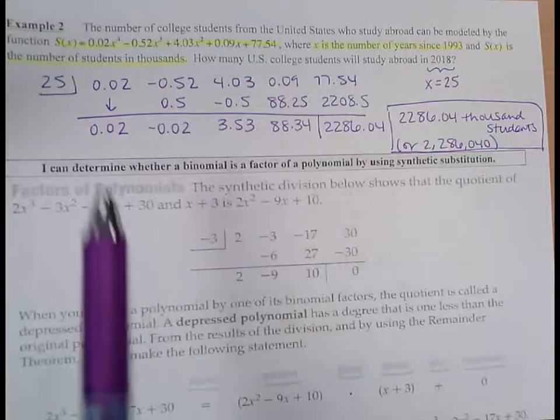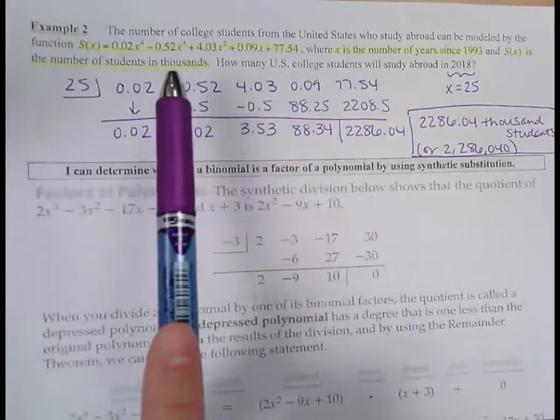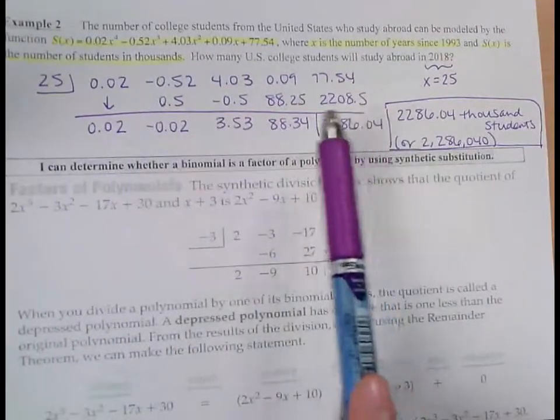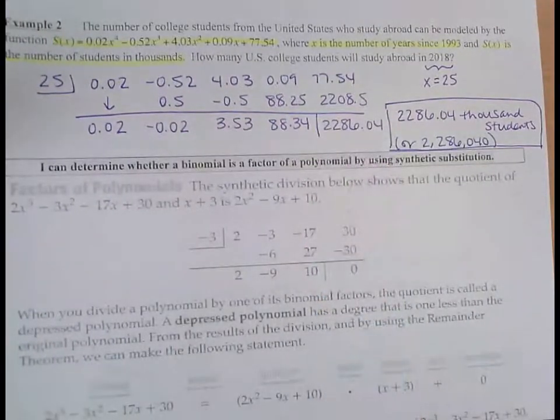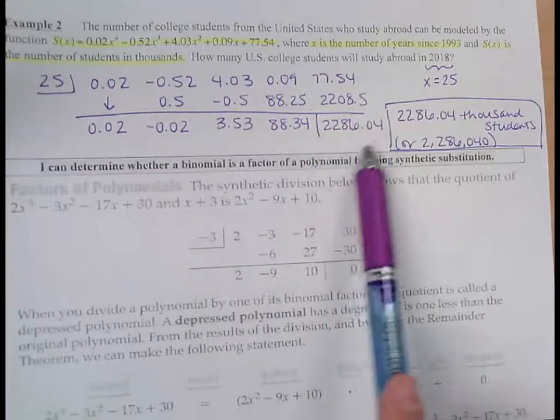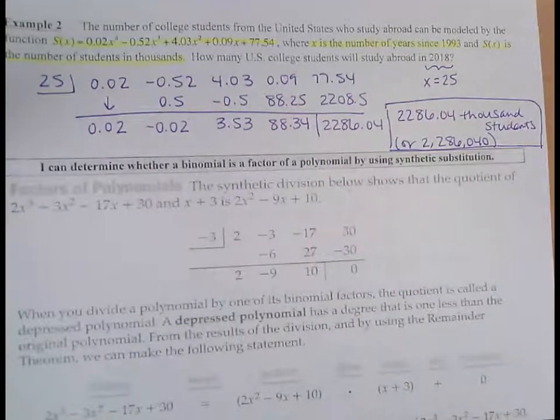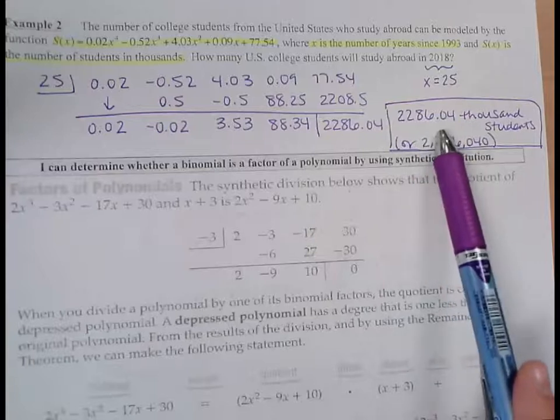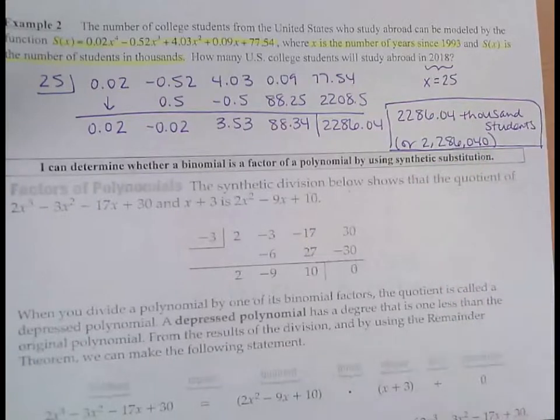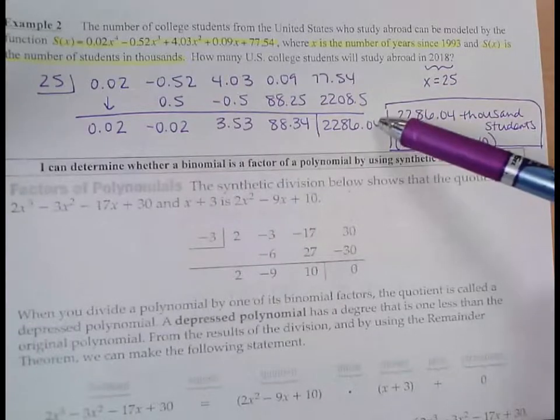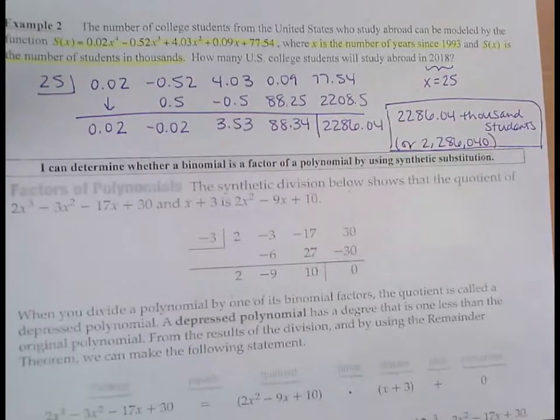Now, the y values are representing the number of students in thousands. So if you write your answer, you need to make sure as a label, you're not saying it's 2286.04 students, it's 2286.04 thousand students. So if you just wanted the number of students, you would multiply that decimal by 1,000. It's really representing 2,286,040 students. So either way you write your answer is fine. You just have to be careful of your label.